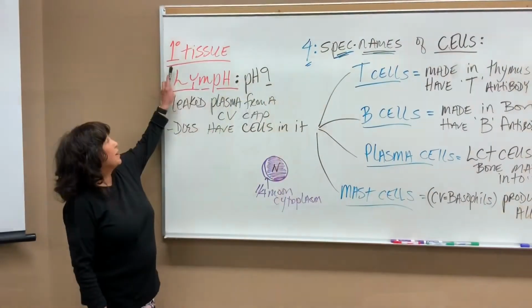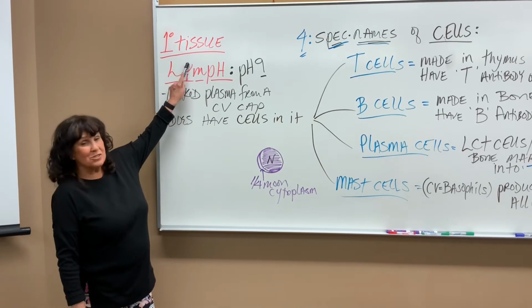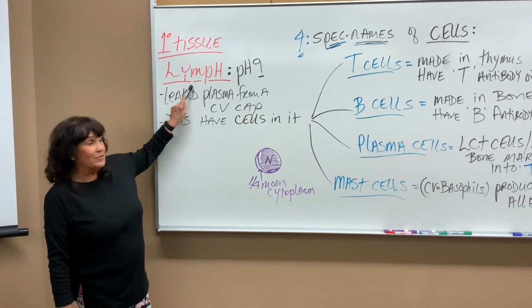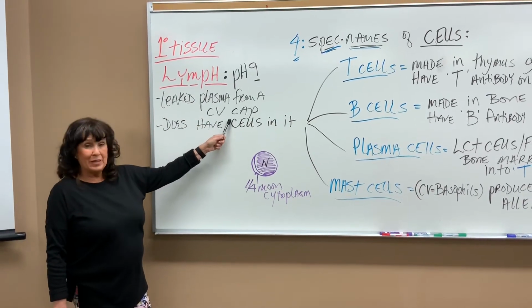The last primary organ, in quotes, is really a tissue. Why? Because the definition of lymph is it's leaked plasma from a cardiovascular capillary.